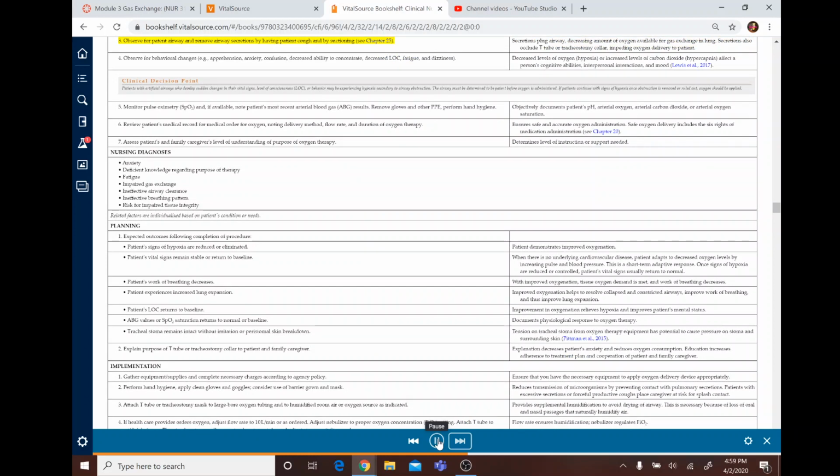3. Observe for patent airway and remove airway secretions by having patient cough and by suctioning. See Chapter 25. Secretions plug the airway, decreasing the amount of oxygen available for gas exchange in the lung. Secretions also occlude the T-tube or tracheostomy collar, impeding oxygen delivery to the patient.